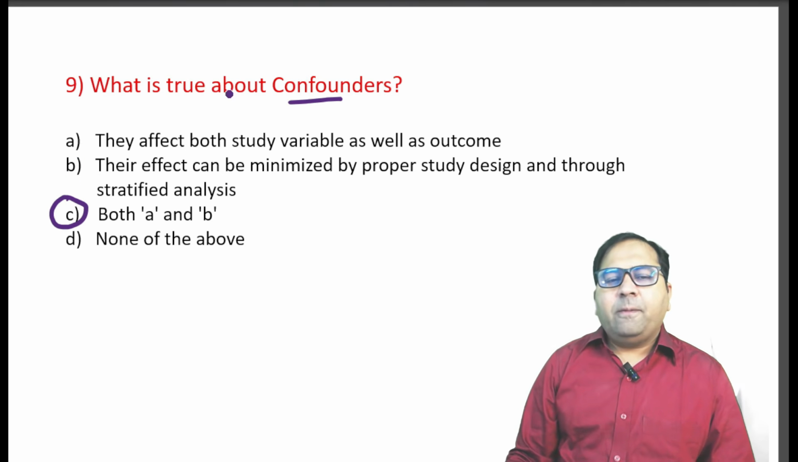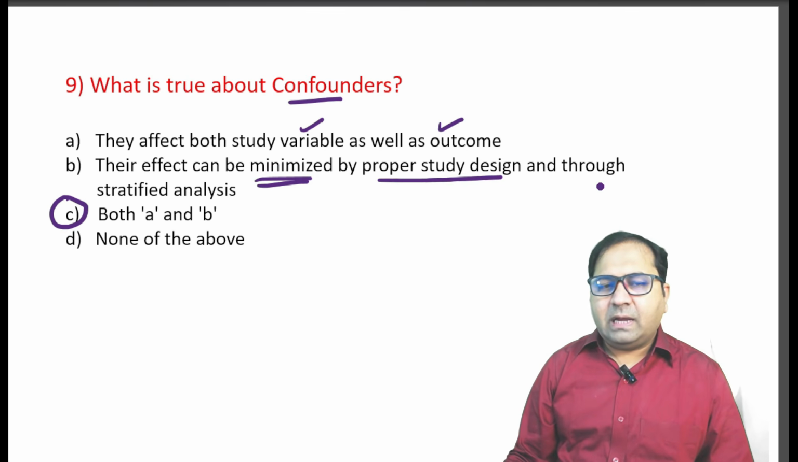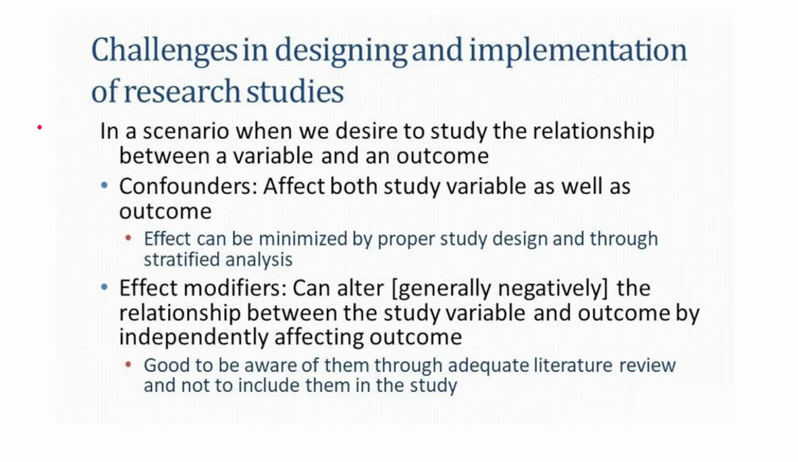A is that true about confounders is that they affect both the study variables as well as outcomes. And option number B, their effect can be minimized by proper study design and through stratified analysis. Please remember this point. Through proper study design and through stratified analysis, you can decrease the effect of confounders. See the information given in this chart. It speaks both regarding the confounders and also the effect modifiers.